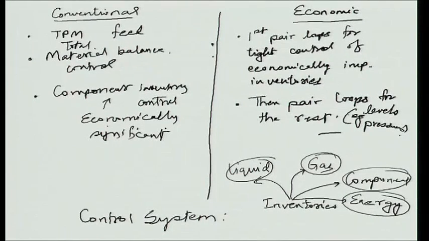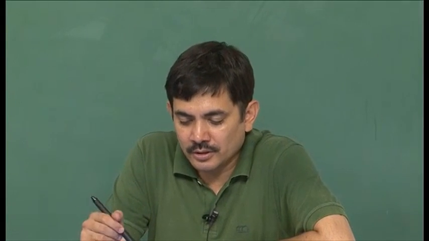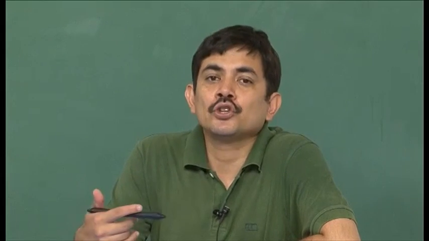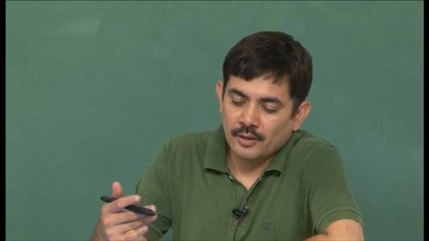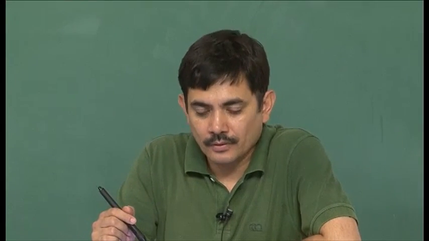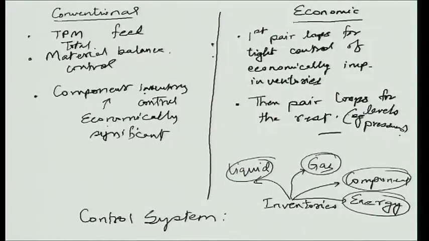And so, in the conventional approach, because you are pairing loops for material for control of levels and pressures first, what happens is the valves that remain for component inventory control may actually not give you the tightest control, because material balance control has already taken up loops. Okay, and it is this basic difference between the two approaches.